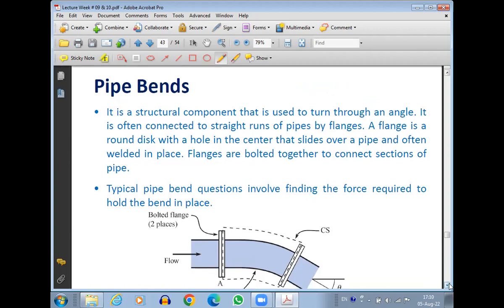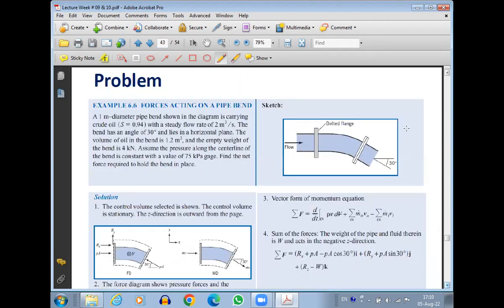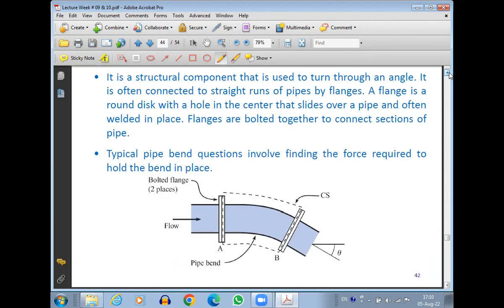Suppose we have a pipe bend. On both the ends of the pipe bend, we have flanges. So we have a flange here, we have another flange here. We have the pipes, and in the pipe we also have flanges. So what we do is that we mate the flanges of the pipe with the flanges of the pipe bend, and then we bolt them together. So the pipe bend is actually held together with the help of flanges with the pipe.